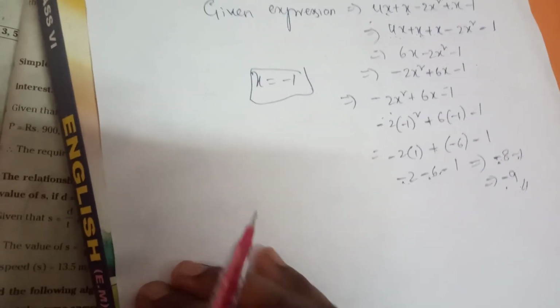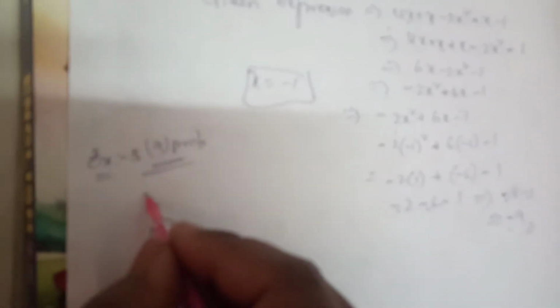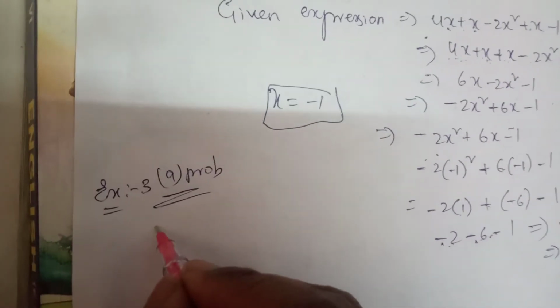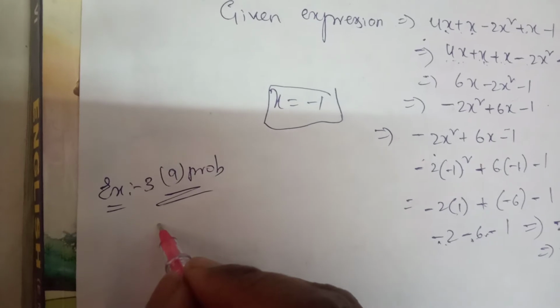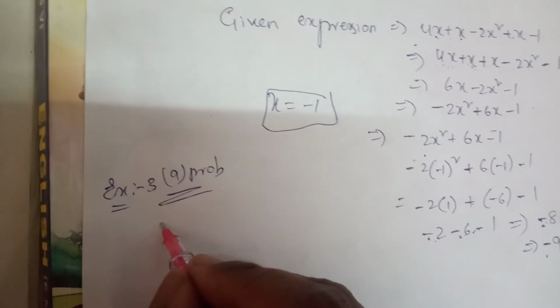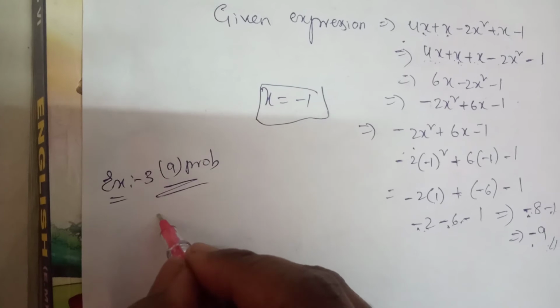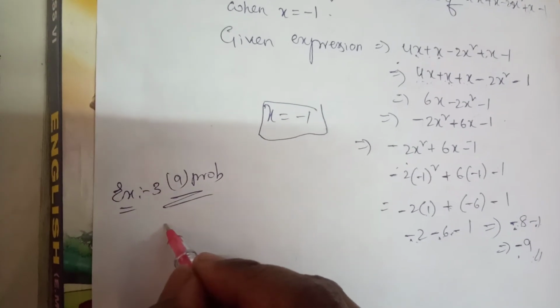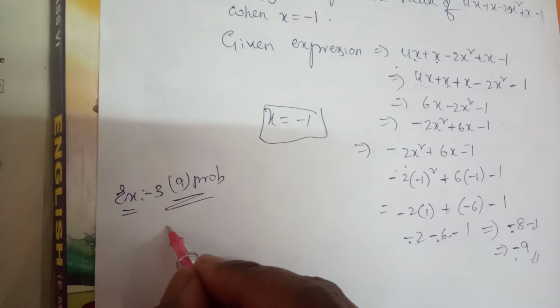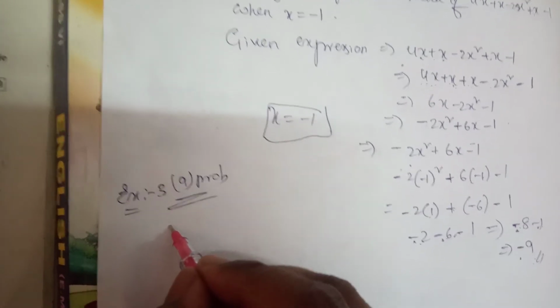Next sum. Now coming to exercise 3, ninth problem. It is very important. I am going to read the question. Simple interest is given by I equals PTR by 100. If P equals rupees 900, T equals 2 years and R equals 5%, find the simple interest by using the simple interest formula I equals PTR by 100.